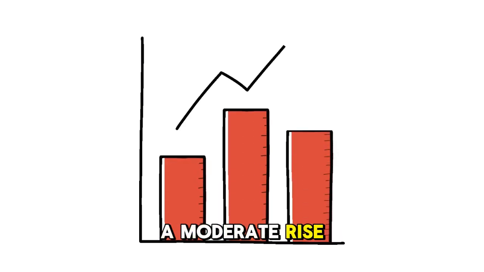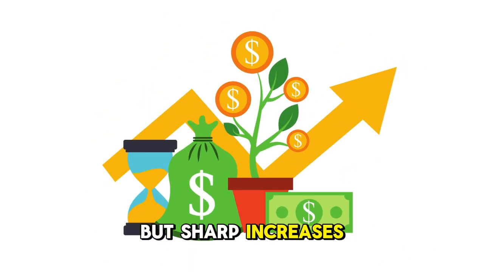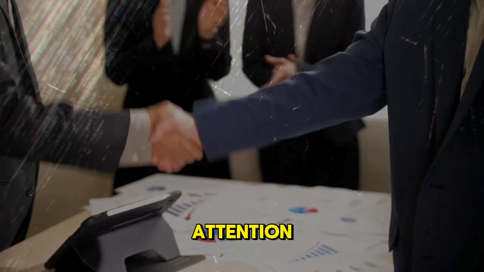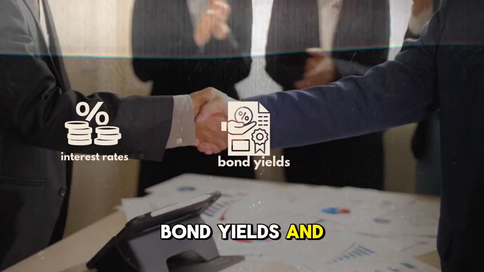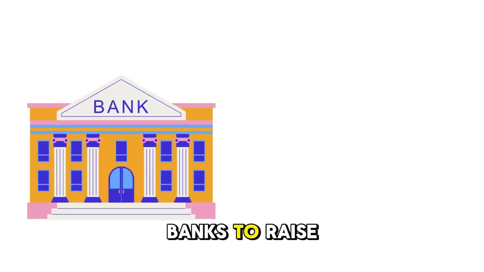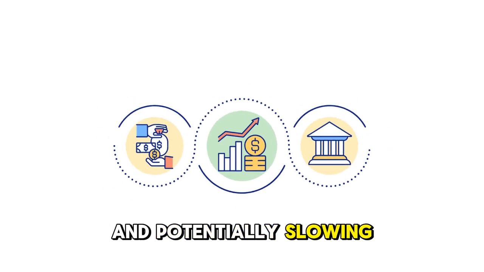A moderate rise in CPI is normal in a growing economy, but sharp increases can indicate rising inflation, which erodes purchasing power. Investors pay close attention because inflation affects interest rates, bond yields, and even stock prices. High inflation may lead central banks to raise interest rates, making borrowing more expensive and potentially slowing economic growth.